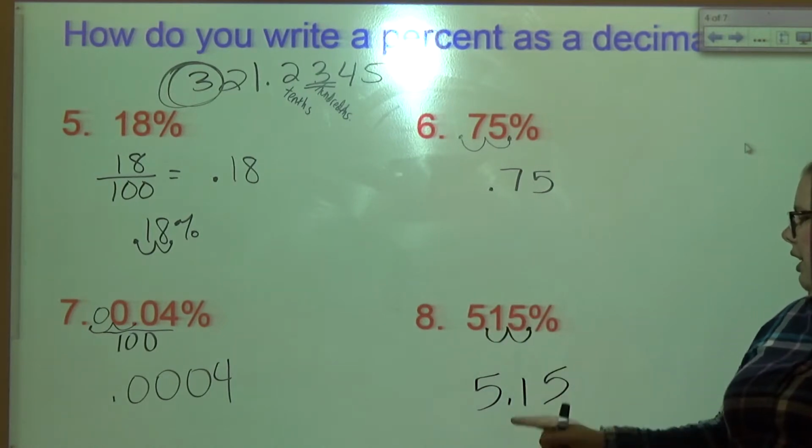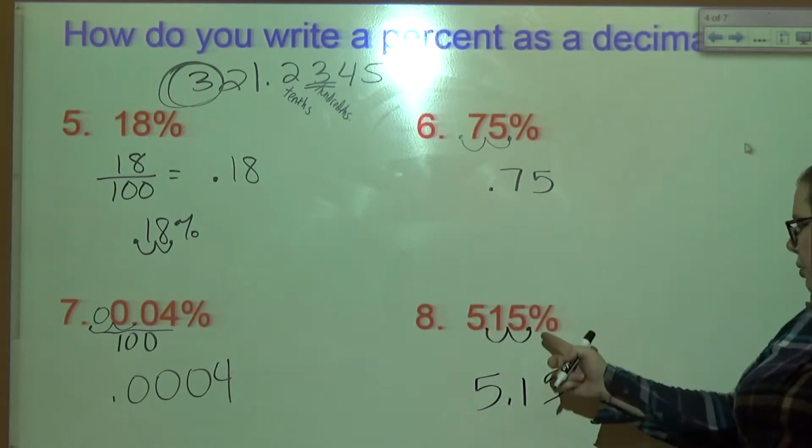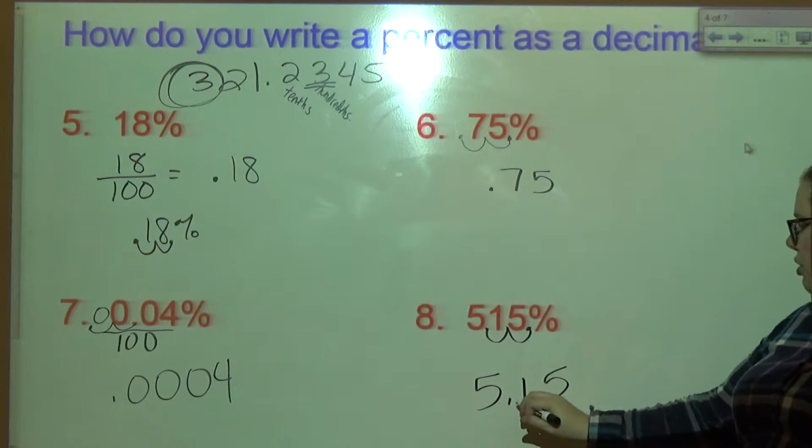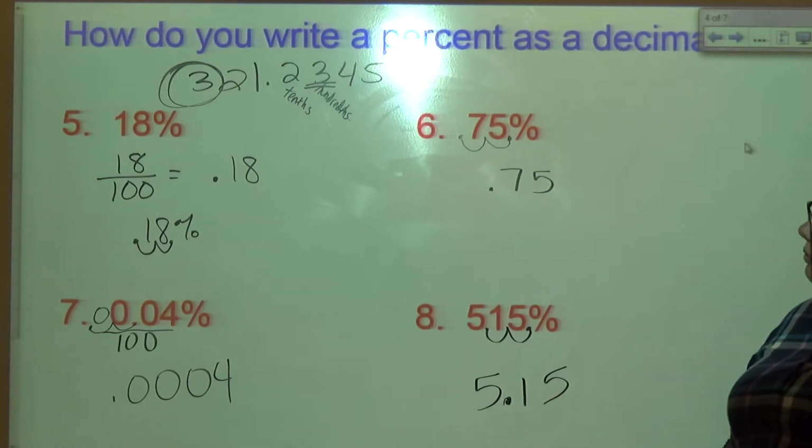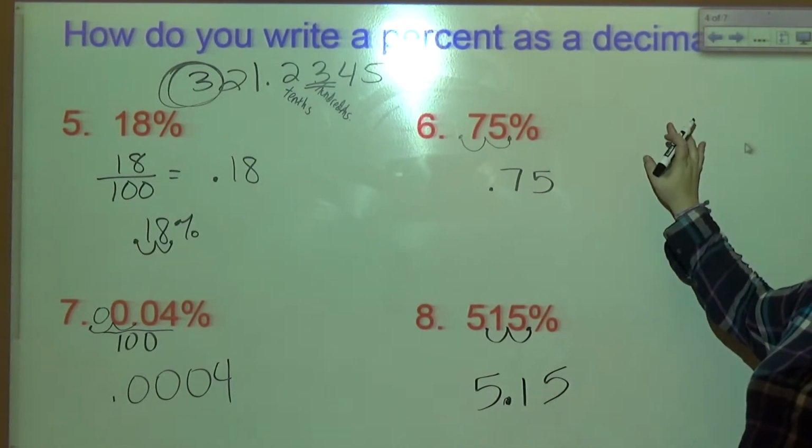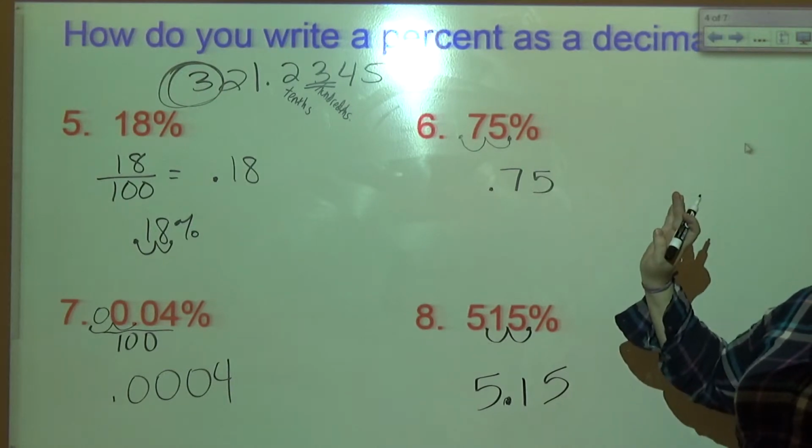I always have students leave it like that sometimes, and I'm like, I don't know where your desk is. Do you want it there? Make sure you rewrite it. 5.15. So percent, we move it to the left.